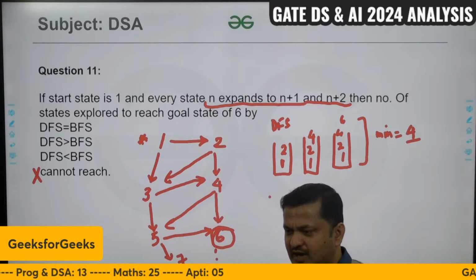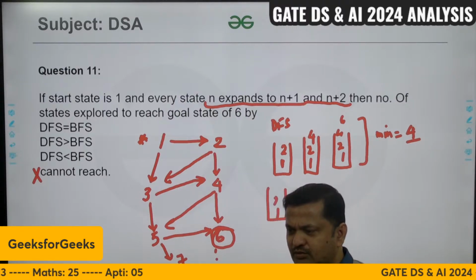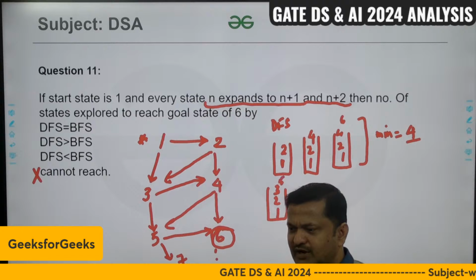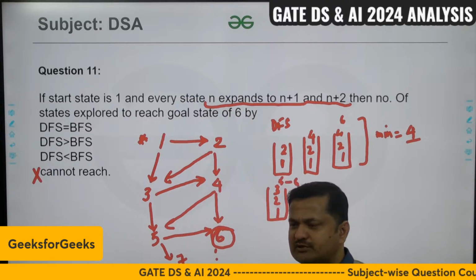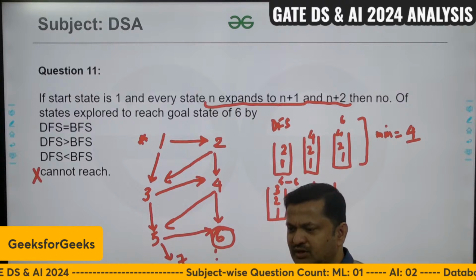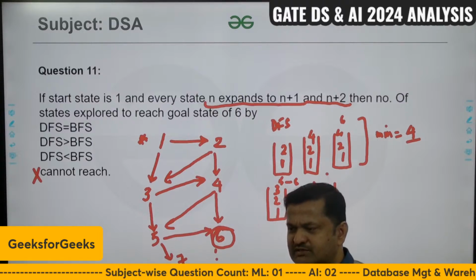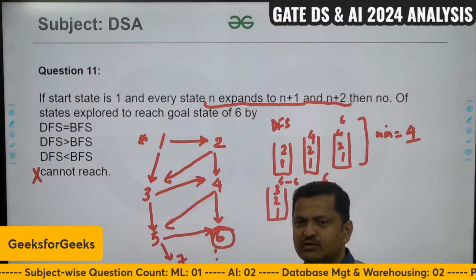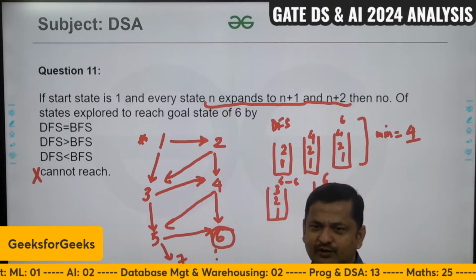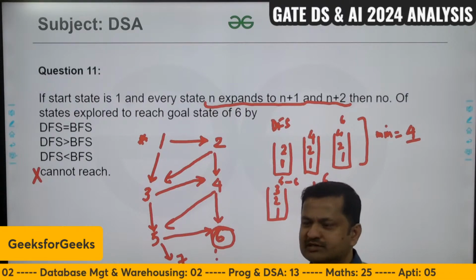Now we can have other possibilities of the DFS. Let's say I start with 1, then 2, then 2 to 3, then 3 to 5, and then 5 to 6. This is also one possibility. Another possibility is that we start with 1, then directly jump to 3, then 4, then 6. So the minimum is again going to be 4, but if we follow the DFS algorithm, we cannot go lesser than this.